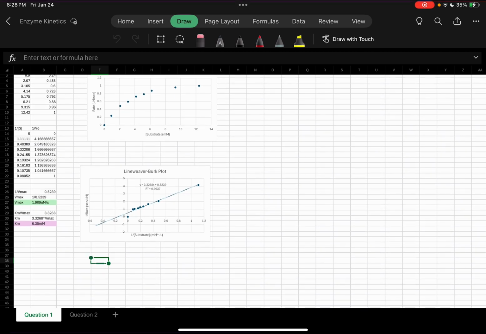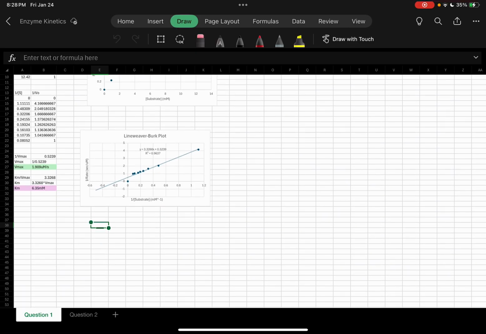For the Lineweaver-Burk plot, I plotted the values of 1 over substrate concentration and the values of 1 over the reaction rate. And this is the line that I got. And then the equation of the line is here on the graph as well. So using that equation, we know that the y-intercept is equal to 1 over Vmax. So according to the equation, our y-intercept is 0.5239, which is equal to 1 over Vmax.